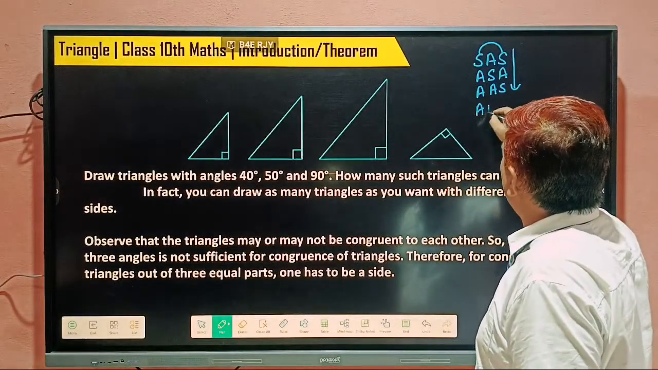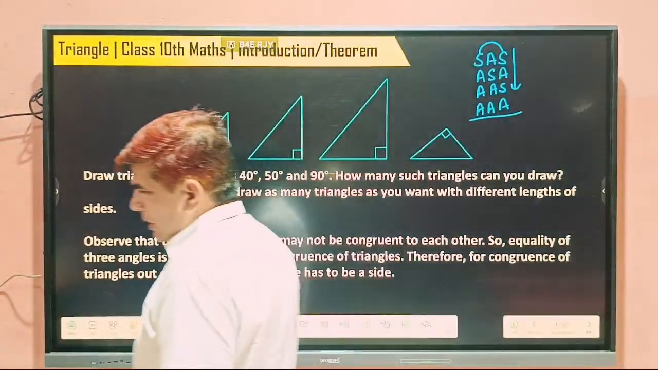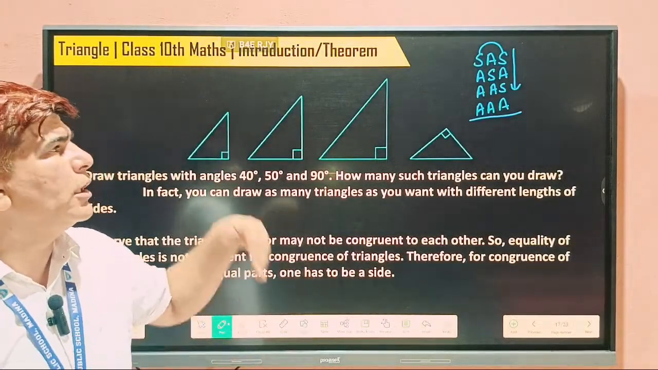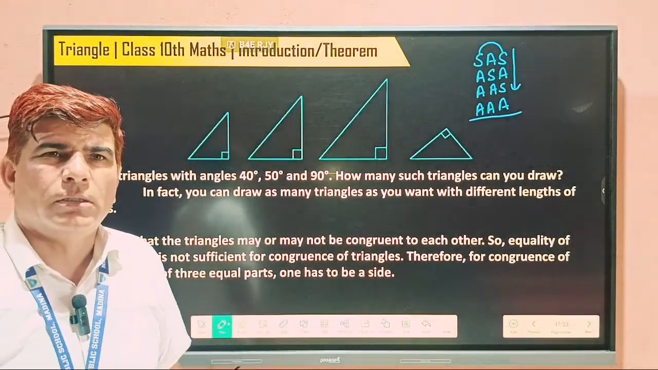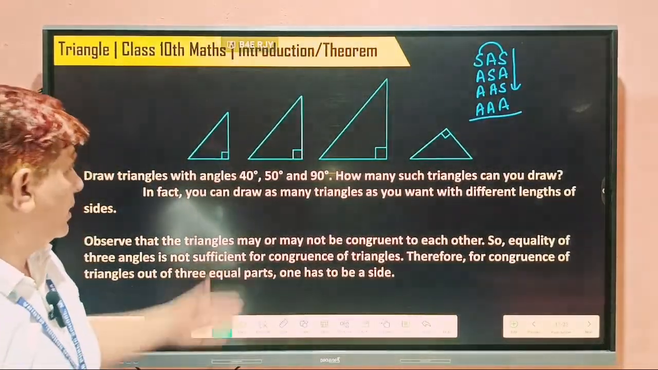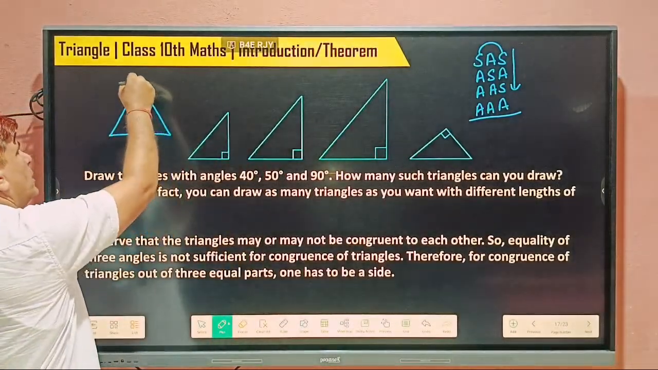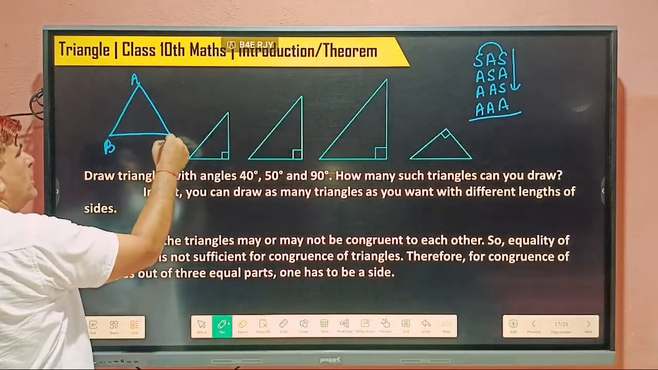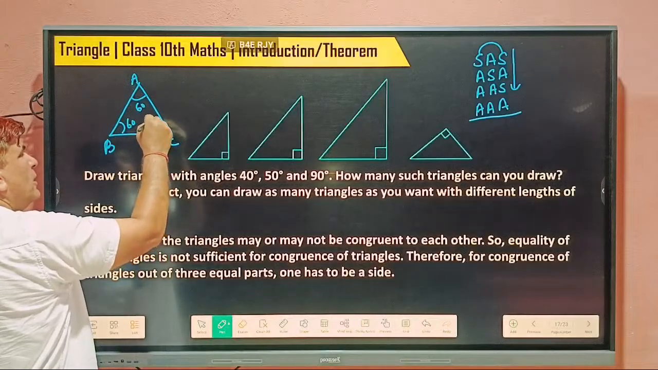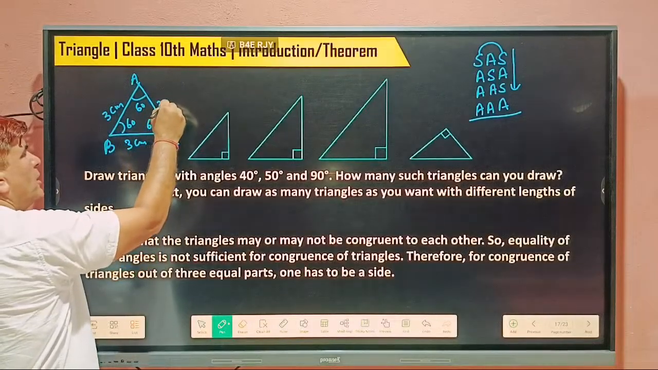So what about this? If all three angles of two triangles are equal, then are the triangles congruent or not? We can see this with an example. Another example I am taking, you can easily understand from this. I have taken this triangle ABC. How much is each angle? 60 degrees, 60 degrees, 60 degrees. This side is 3 centimeters, this is 3 centimeters, this is 3 centimeters.